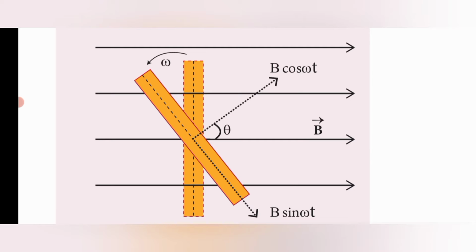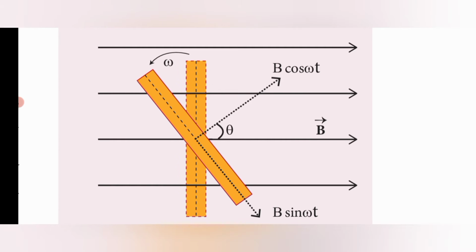Here you see that with the angular velocity omega, it can be split into two components, that is B sin omega t and B cos omega t, and it forms a theta value also. So the theta is the angle between B cos omega t and the magnetic field B vector. These are all the parameters we are using to find the orientation of the coil. Let's see the derivation now.